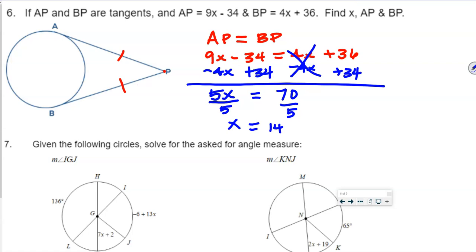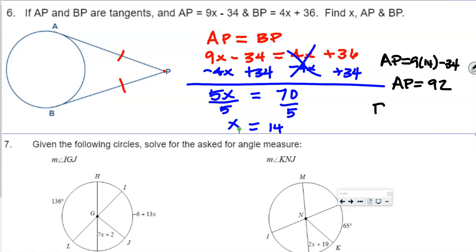Now we're not done because it says to find AP and BP. So we need to plug it back in, right? So for AP, it's going to be equal to 9 times 14 minus 34. So put that right in your calculator. AP is going to be equal to 92, right?